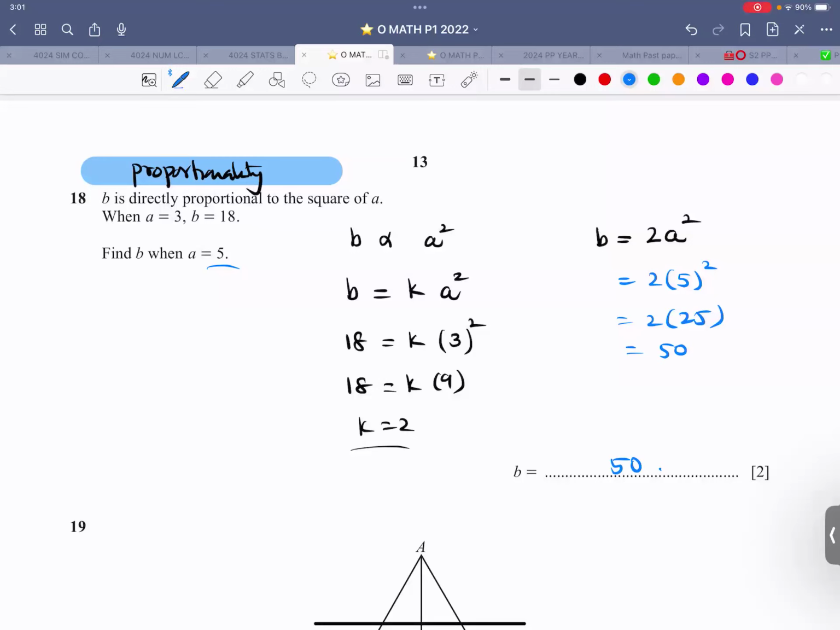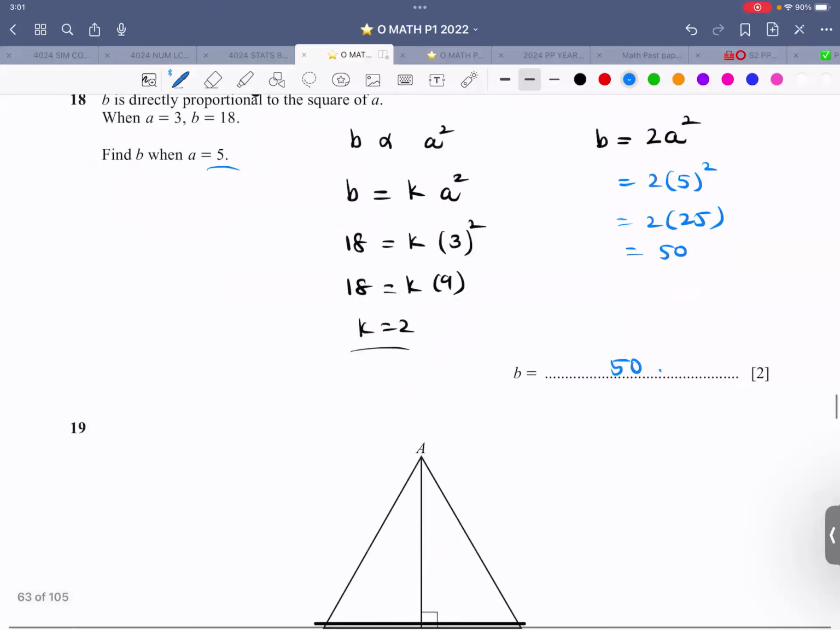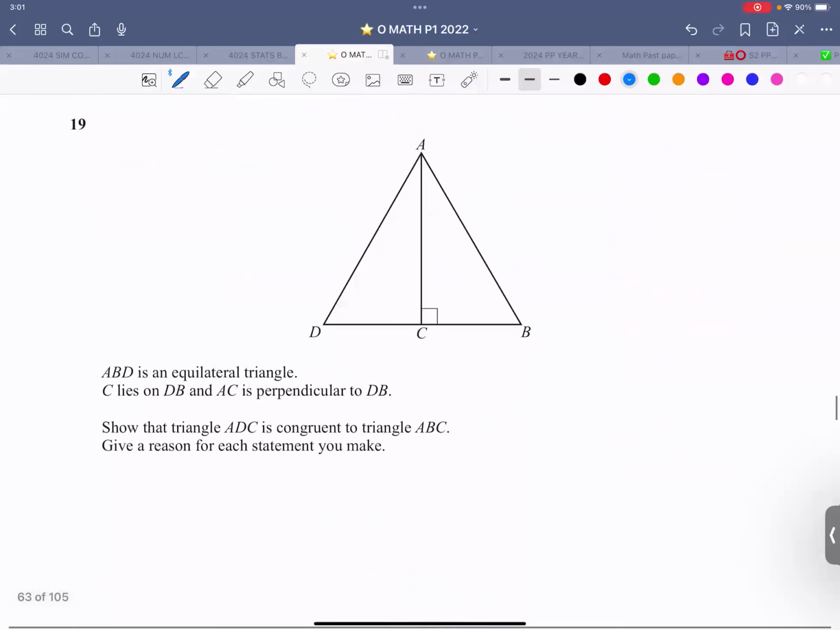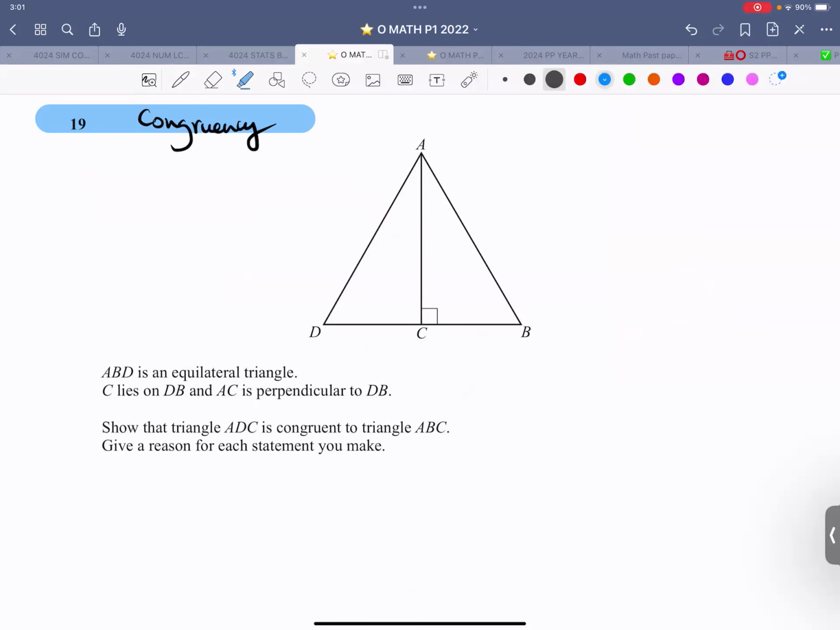Now let's look at question number 19. Question number 19, equilateral triangle, perpendicular, congruency. So this question is about congruency. So let me write it. We already dealt with a question of similarity. So it's congruency. ABD is an equilateral triangle. That means all three sides are equal. The first side, the second side, the third side, they all are equal.